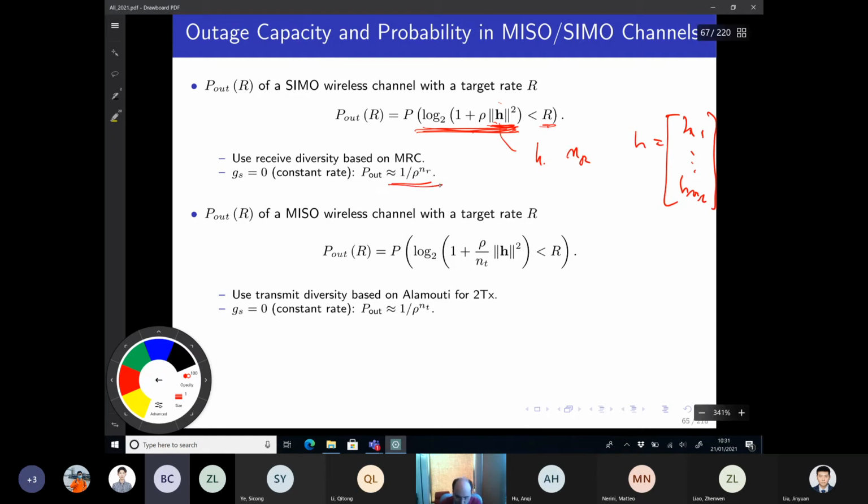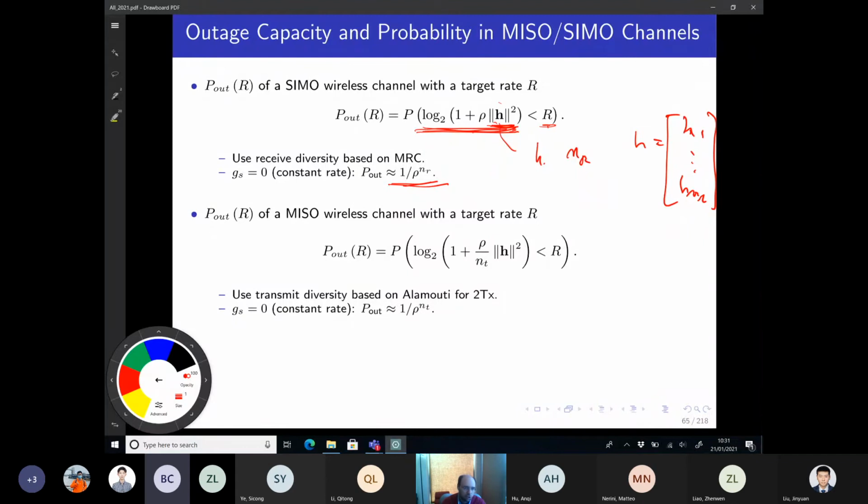So this is assuming always you have Rayleigh fading. In this case you have Rayleigh fading for each of them. They're independent from each other. So you have circularly symmetric complex Gaussian random variables. They're all independent from each other. Right? Again, your outage probability here will decrease faster if you increase nr, right?